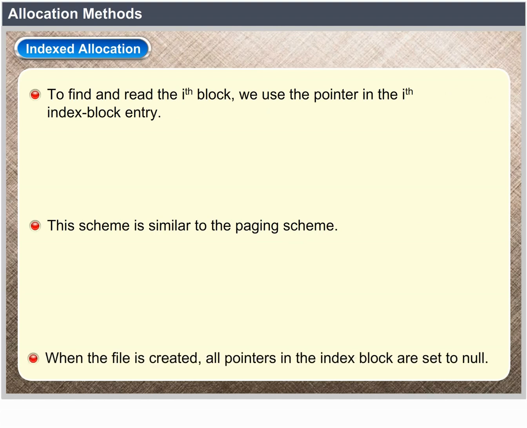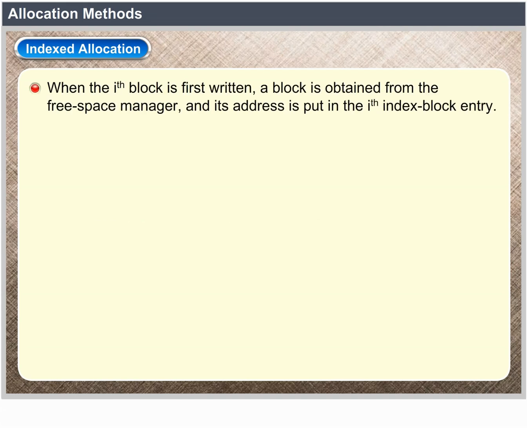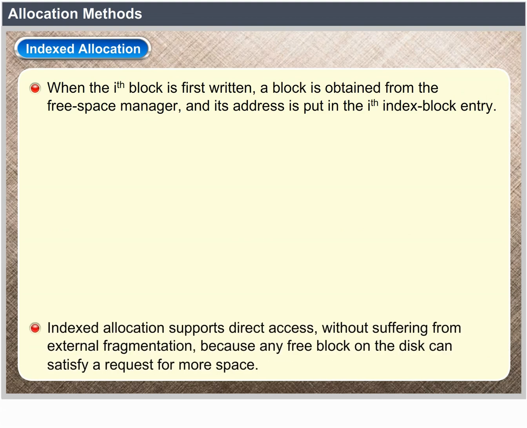When the file is created, all pointers in the index block are set to null. When the ith block is first written, a block is obtained from the free space manager and its address is put in the ith index block entry. Indexed allocation supports direct access without suffering from external fragmentation because any free block on the disk can satisfy a request for more space.